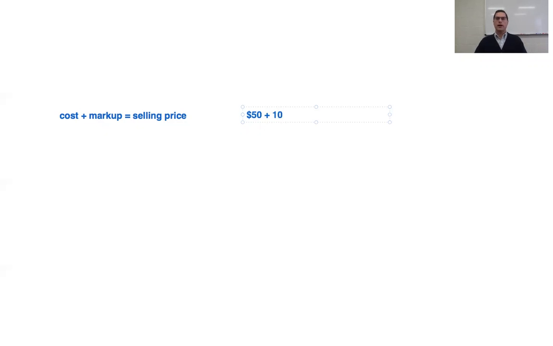That's what I'm going to add to the cost to create the selling price, which in this case is going to be $60. So we're going to label the $50 as the cost, the $10 is the markup, and the $60 is the selling price. And if I know two of these, I can figure out what the third one is by just doing a little algebra with the equation.